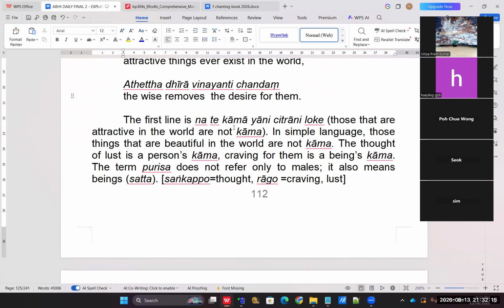The first line is Nate Kama Yani Chitrani Loke. Those that are attractive in the world are not Kama. In simple language, those things that are beautiful in the world are not Kama. The thought of lust is a person's Kama. Craving for them is a being's Kama. The term purisa does not refer only to males. It also means satta, being. Sankapo, thought. Rago, craving, lust.